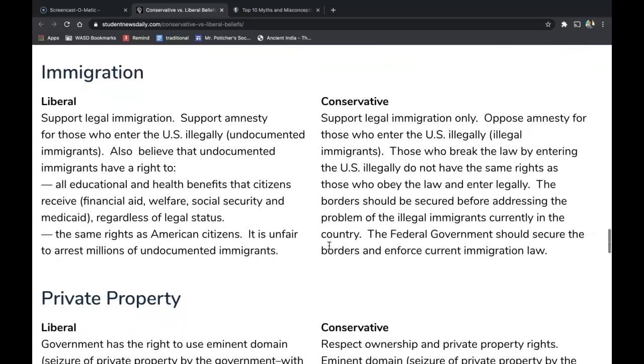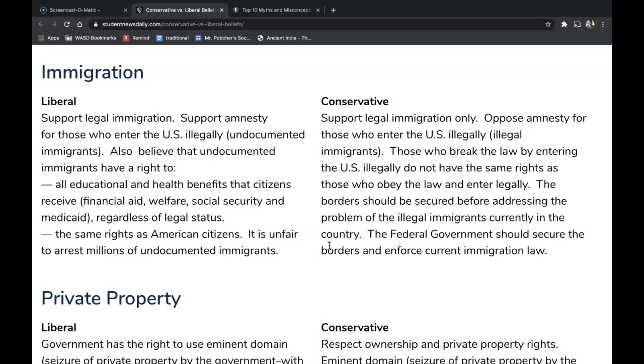Next, on the issue of immigration, which once again should sound very familiar, liberals and Democrats support legal immigration. They support amnesty for those who enter the U.S. illegally, like undocumented immigrants, but they also believe that undocumented immigrants have a right to all educational and health benefits that citizens receive, like financial aid, welfare, Social Security, and Medicaid, regardless of legal status. But they also believe that they should have the same rights as American citizens. They think it is unfair to arrest millions of undocumented immigrants, and of course they are against deportations.